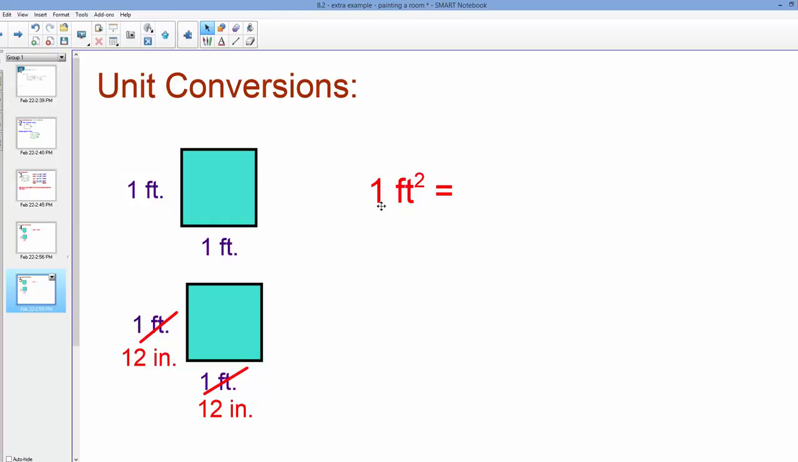In addition, if you're looking at converting 1 square foot into inches, you can see here 1 foot by 1 foot gives us 1 square foot, whereas 12 inches by 12 inches would give us 144 square inches. And that concludes the lesson on 8.2.